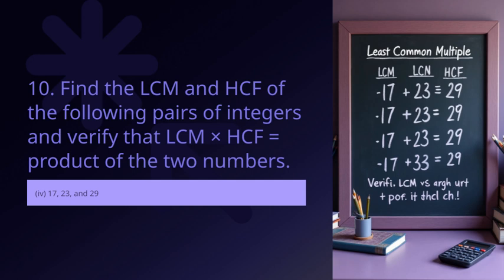Let's verify this with an example. Say, for 17 and 23, since both are prime and different, the HCF is 1. The LCM is simply 17 multiplied by 23, which gives us 391. And as a quick check, multiplying the HCF and LCM, 1 times 391 equals 391, which is exactly the product of 17 and 23.